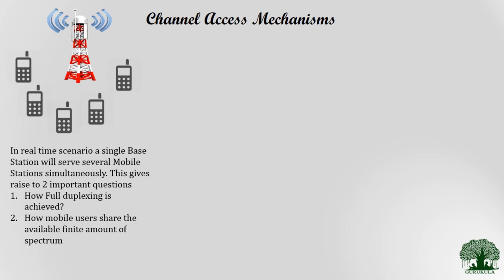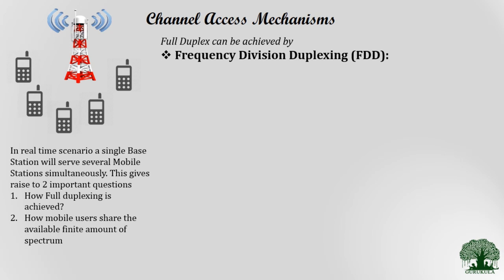So first of all, going with the first question, how is full duplexing achieved? Full duplexing can be achieved by a technique called duplexing. And when we talk about duplexing, we have two types of duplexing. The first one is frequency division duplexing, which is abbreviated as FDD.